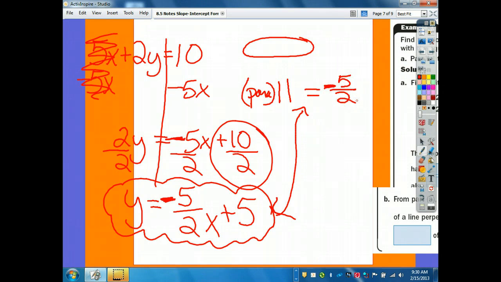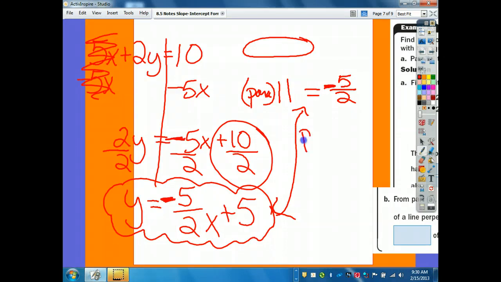For the parallel, we just rewrite it. To have a parallel line, it has to have exactly the same slope. It's not going to be a plus 5, it might be a negative 2 or 0 or 1, because it'll cross the y at a different place.